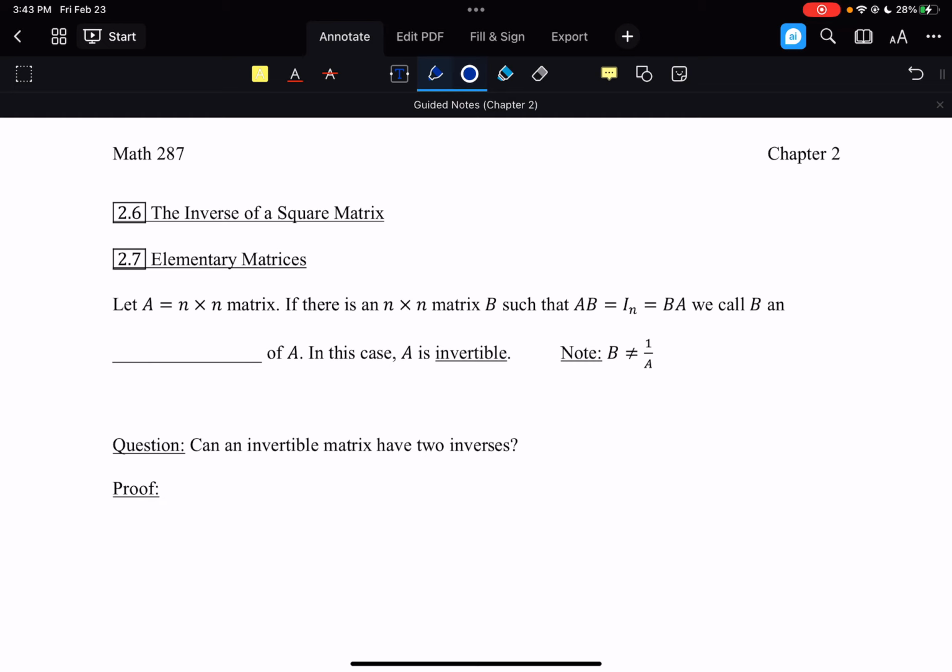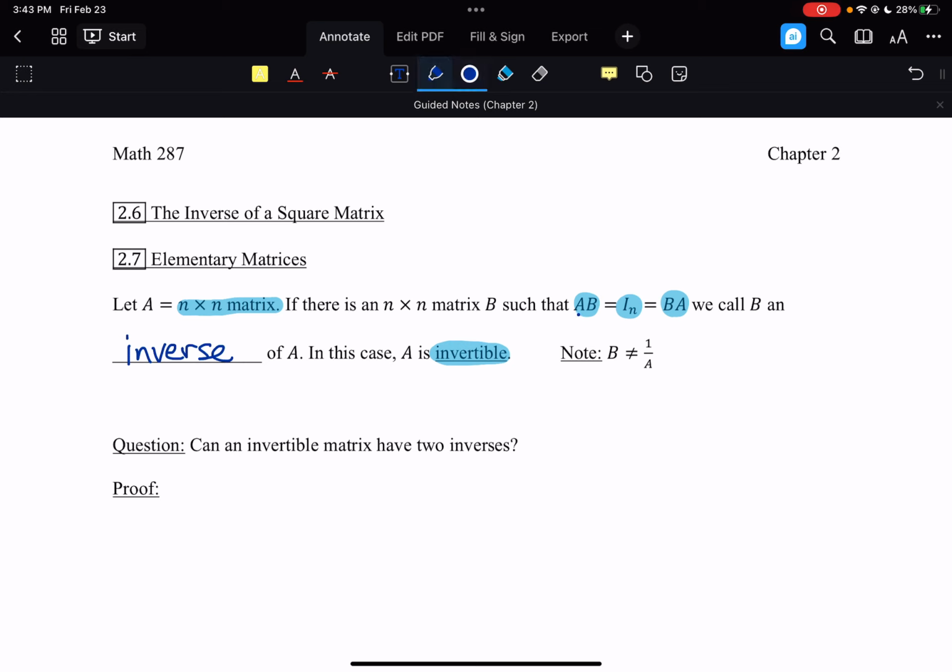So to start off, we're going to just come right out and define the concept of the inverse. So we let A be an n by n matrix. So this is a square matrix whose number of rows and columns are the same. If there is another n by n matrix B such that A times B equals the identity matrix, and alternatively B times A equals the identity matrix, we call B an inverse of A. And in this case, we say that A is invertible. So a matrix is invertible if it has an inverse.